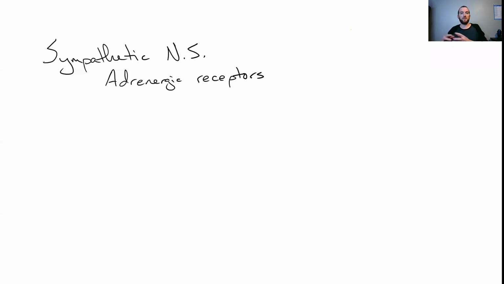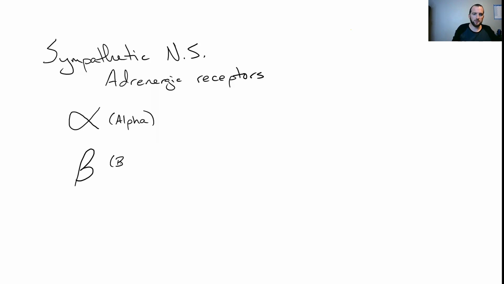So we have these sympathetic nervous system receptors, or these adrenergic receptors, and we give them fancy names called alpha receptors. That's the shape for alpha. And we have kind of a B shape there. I'm actually gonna write it on the other side. And we have beta receptors. So we have our alpha receptors and beta receptors.